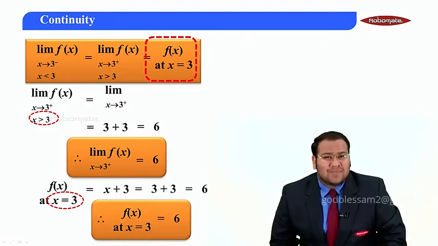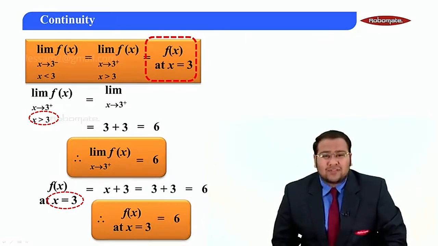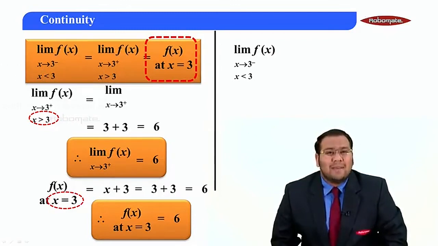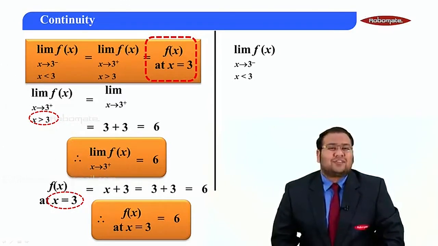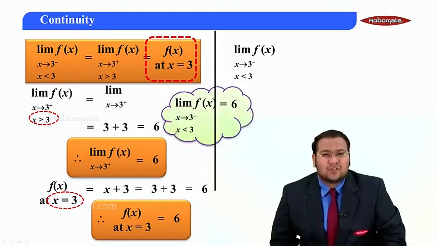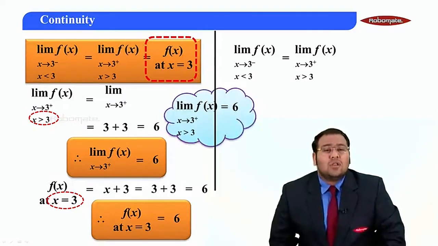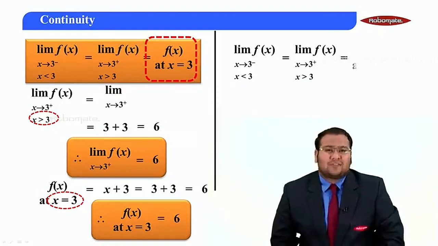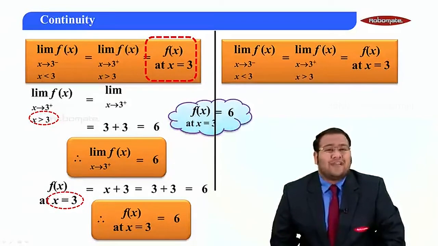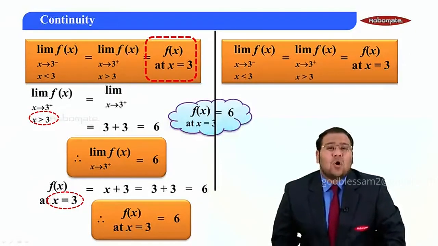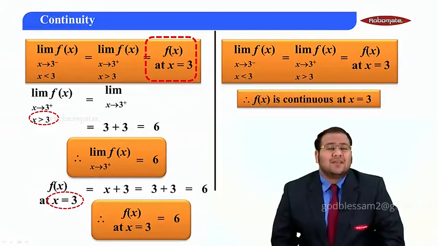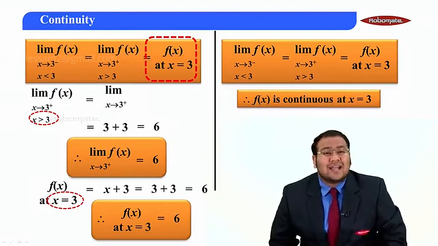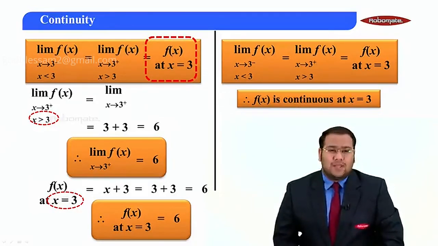So, you observed something: 6, 6 and 6 in each case. So, I can say the limit of f(x) when x is tending towards 3 minus is equal to the limit as x is tending towards 3 plus of f(x), which is equal to f(x) at x equal to 3. That is, all these values are nothing but 6. And when all are equal, I can say that the function is continuous at x equal to 3.